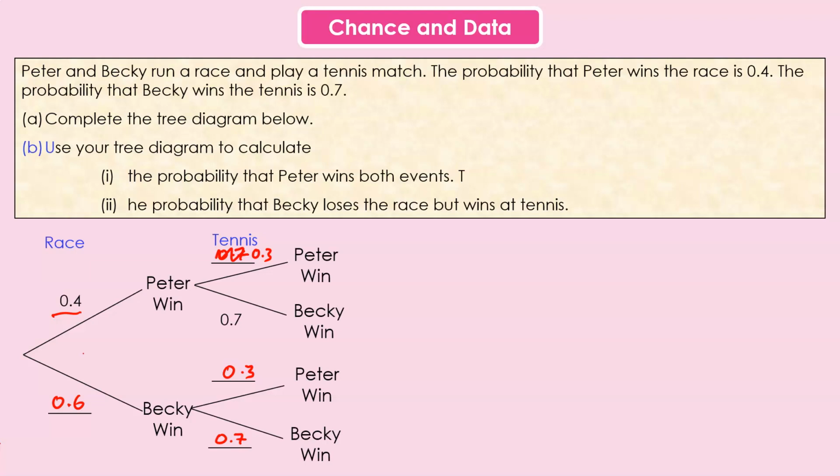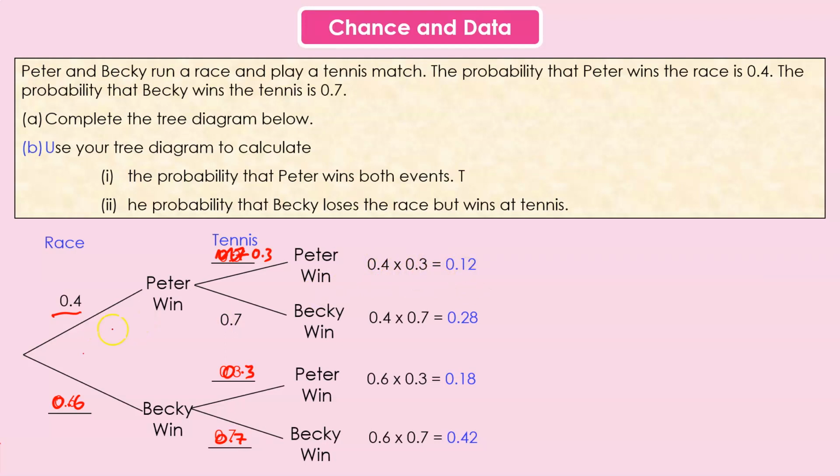The next thing we've been asked to do is what is the probability that Peter will win both events? Now that was really easy last time. We could just say it's 1 out of 4. That's assuming that the probability of Peter winning each one was the same as Becky, but it's not. So what we need to do is work out the probability of each outcome. And how we do that is using the AND rule. So the probability of Peter winning the race and winning the tennis is that we multiply. So it's 0.4 times 0.3, which gives us that answer.